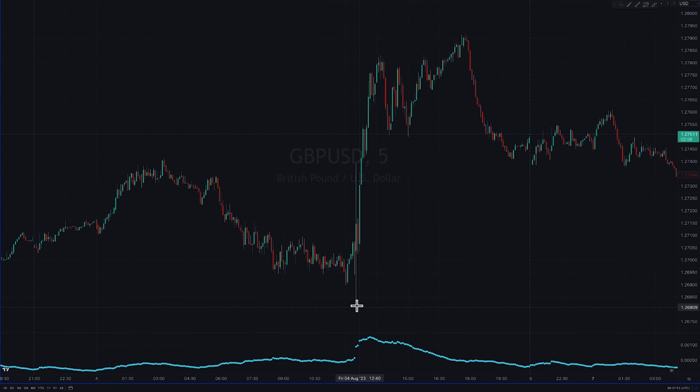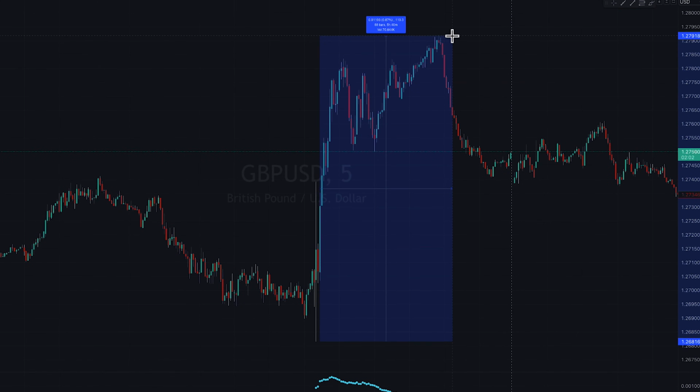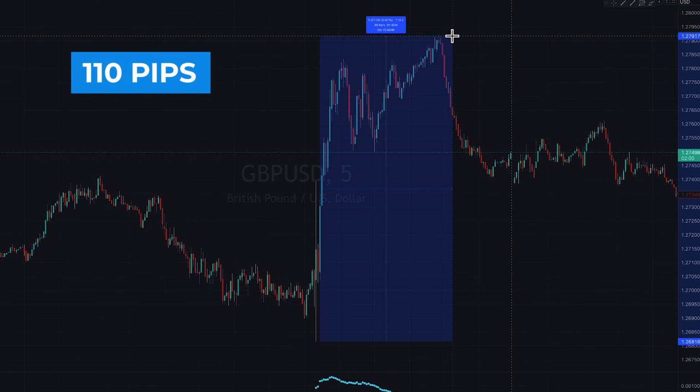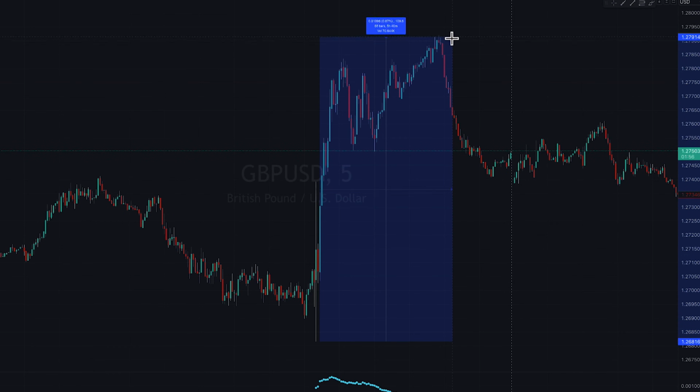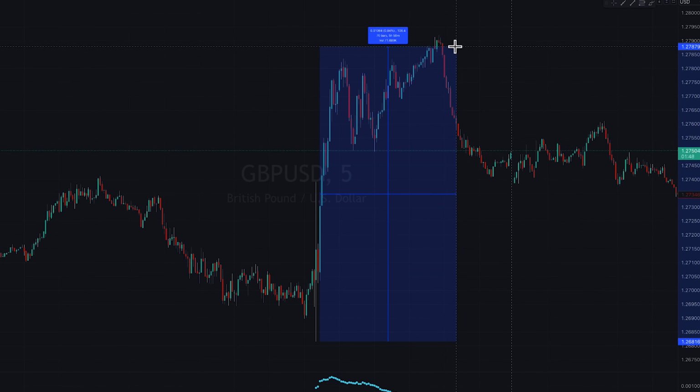If we look at yesterday or the day before, there we can see that the average true range got up to 110 pips. So again, it exceeded the average daily range. And what you can see here is that once it got up to 100 pips, over here, the market started to turn around. And once it exceeded that, it then turned around again.